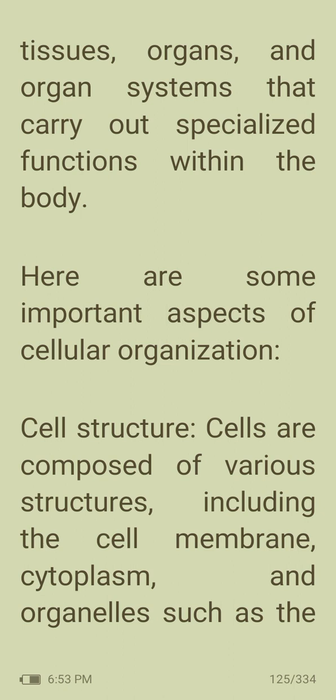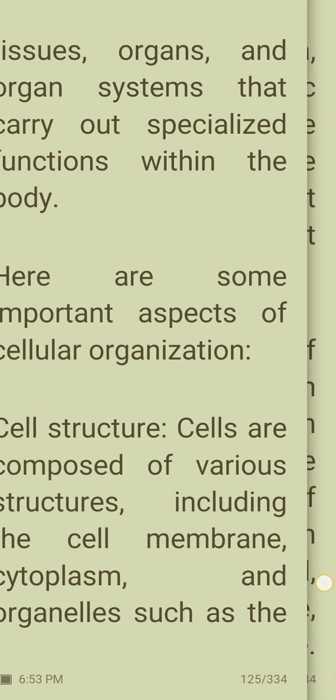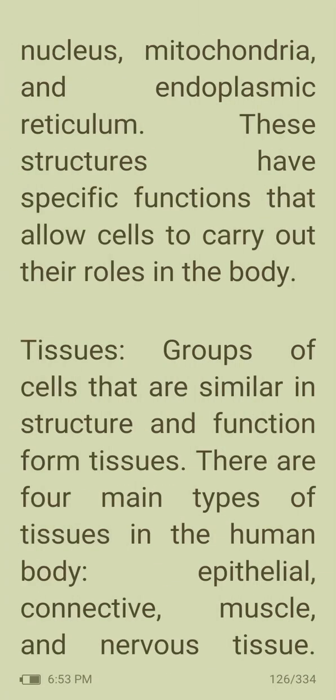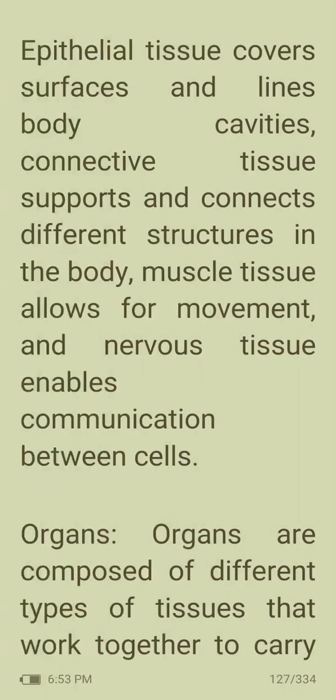Cell structure. Cells are composed of various structures including the cell membrane, cytoplasm, and organelles such as the nucleus, mitochondria, and endoplasmic reticulum. These structures have specific functions that allow cells to carry out their roles in the body. Then tissues. Groups of cells that are similar in structure and function form tissues. There are 4 main types of tissues in the human body: epithelial, connective, muscular, and nervous tissues.